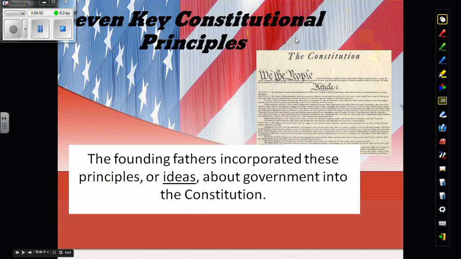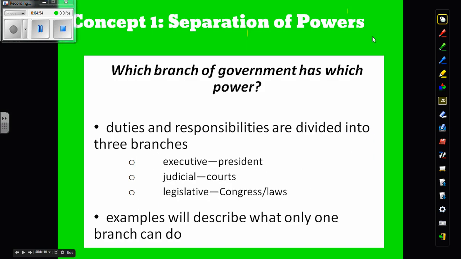All right, so let's get to our 7 key constitutional principles. So the Founding Fathers incorporated these ideas into the Constitution, and we're going to be looking at each one. Number 1, separation of powers. Which branch of government has which power. So you have duties and responsibilities divided up into three branches between the executive branch, the judicial branch, and the legislative branch.